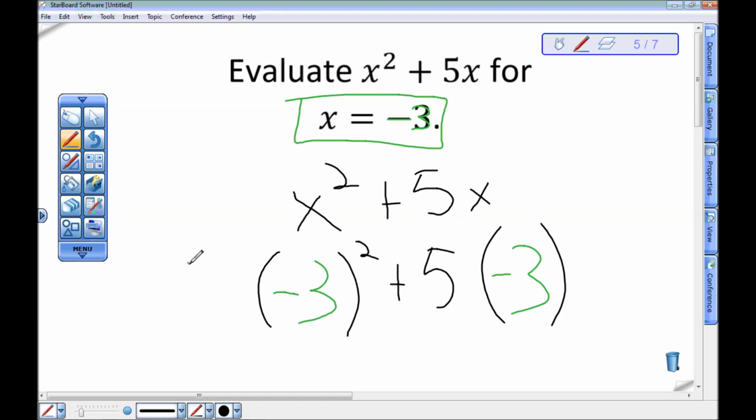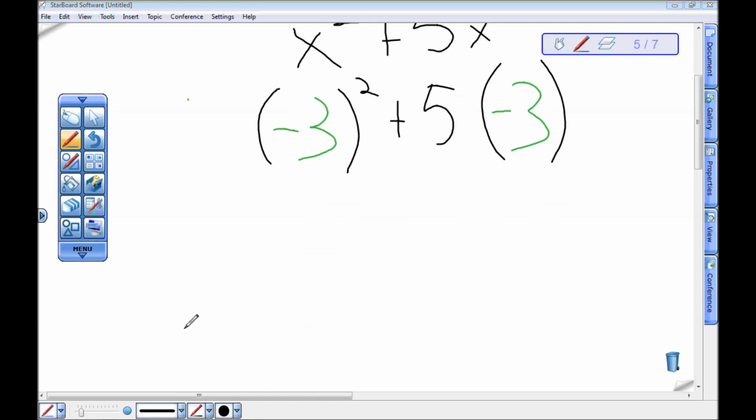Notice that my parentheses help make sure I don't end up subtracting or something weird over here, right? This was 5 times x, so I want to make sure that I take 5 times negative 3 when I substitute that value in. All right, exponents. I do have an exponent. I have negative 3 squared. That means take negative 3 times negative 3. A negative times a negative is a positive. 3 times 3 is 9. So this is 9 plus 5 times negative 3.